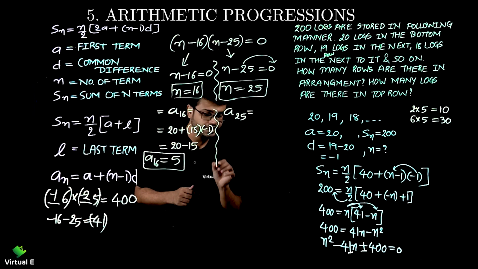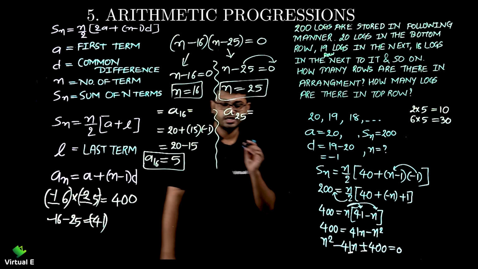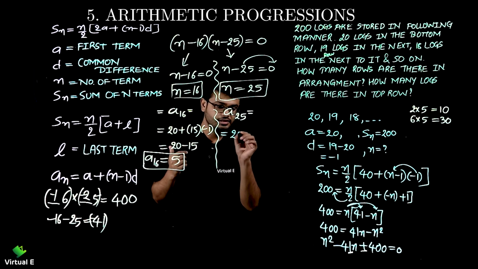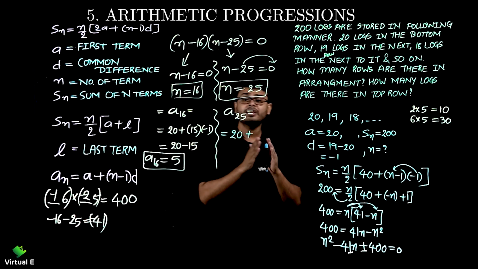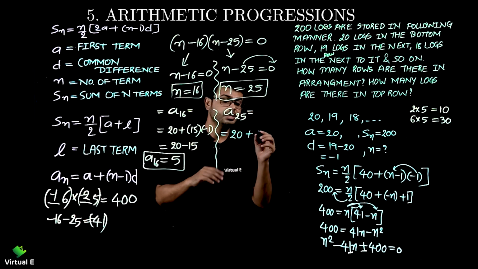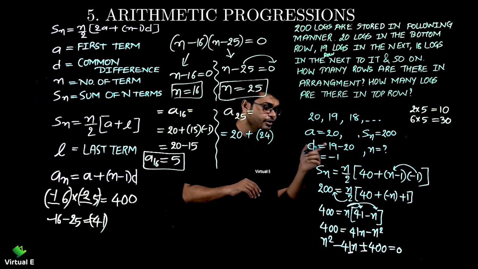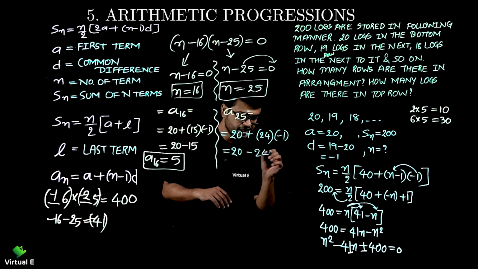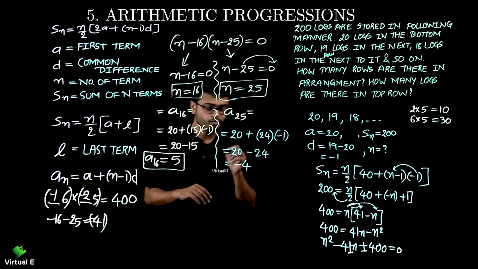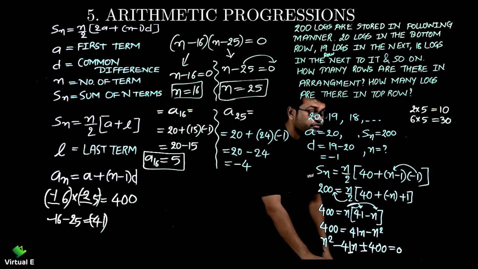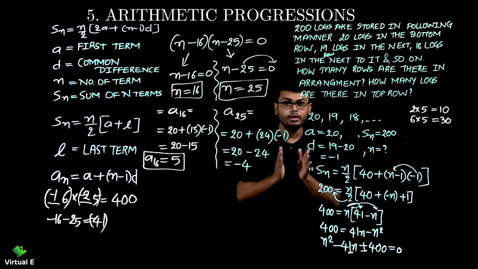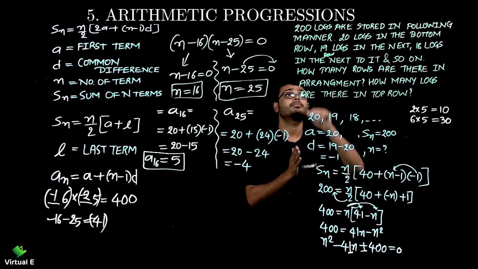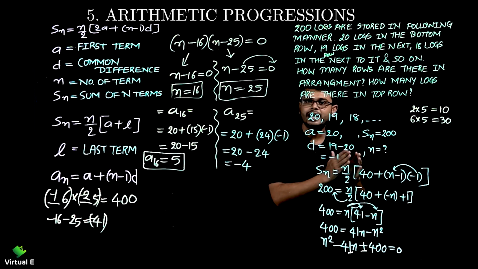Let's get the answer for A25. So here a plus, what is the value of a? 20. Then n minus 1, 25 minus 1. What's the answer? 25 minus 1 is 24. Value of d is minus 1. So 20 minus 24 is equal to minus 4. Now, from the viewpoint of AP only, we can have a term as minus 4, right? I told you this is a decreasing AP. So we can have it infinitely.